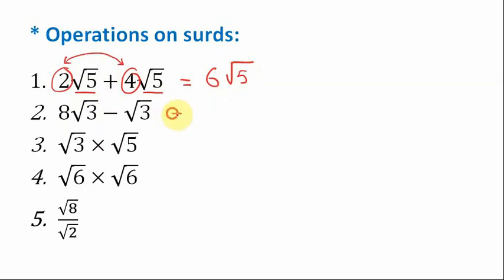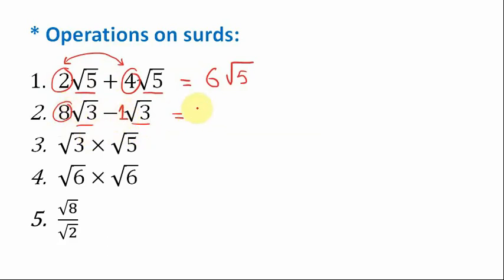For number 2, I have the same root, so we can subtract, and we will subtract the numbers in front of the root. Here I have 8, but in the second term we don't have a number in front of root of 3, and that means that we have 1.